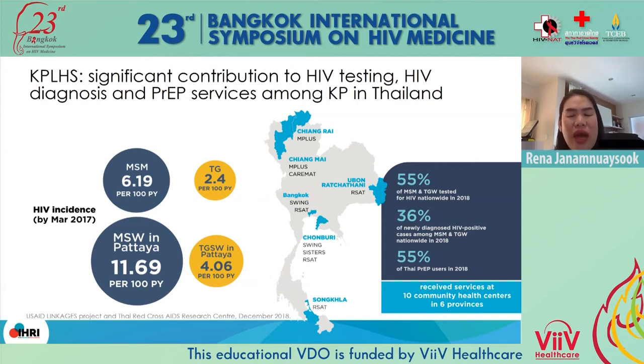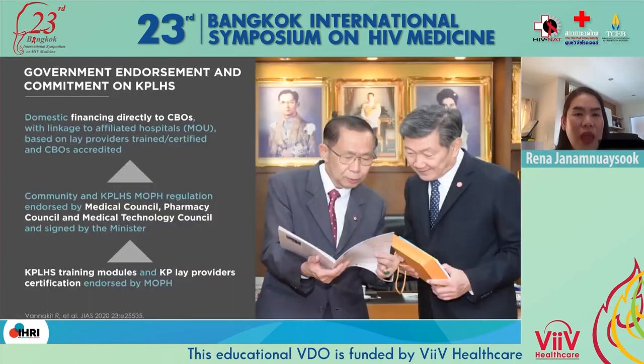And as you know, more than half of the Thai PrEP users in 2018 actually came from the key population-led health services, which operate through 10 community-based organizations in 6 provinces across the country. And here, in terms of advocacy and policy change, we are working closely with the Ministry of Public Health. At the bottom, we developed the key population-led health services training module, and the training module was endorsed by the Ministry of Public Health in 2018.